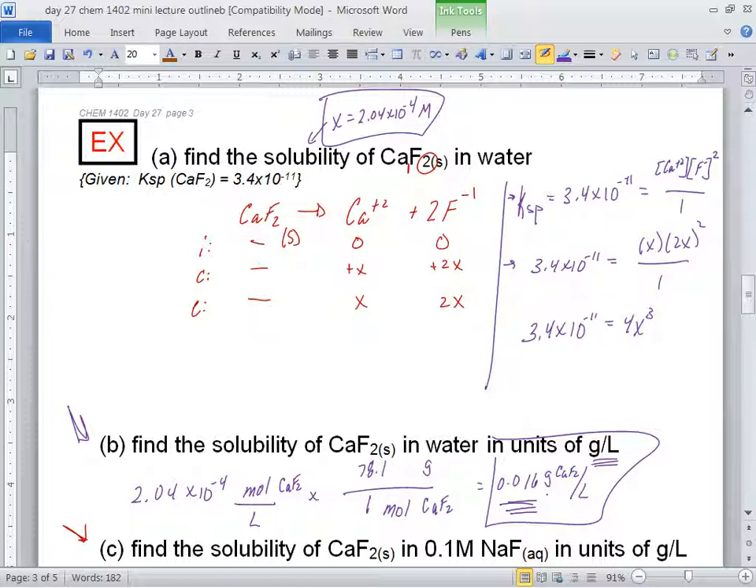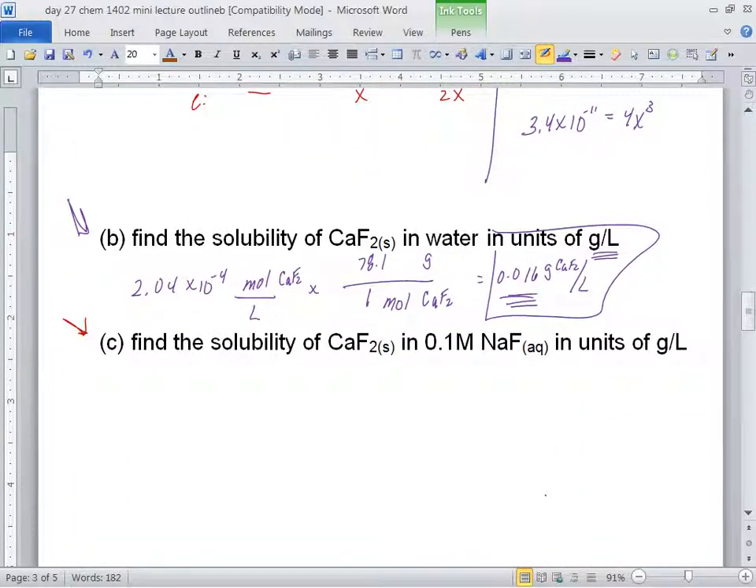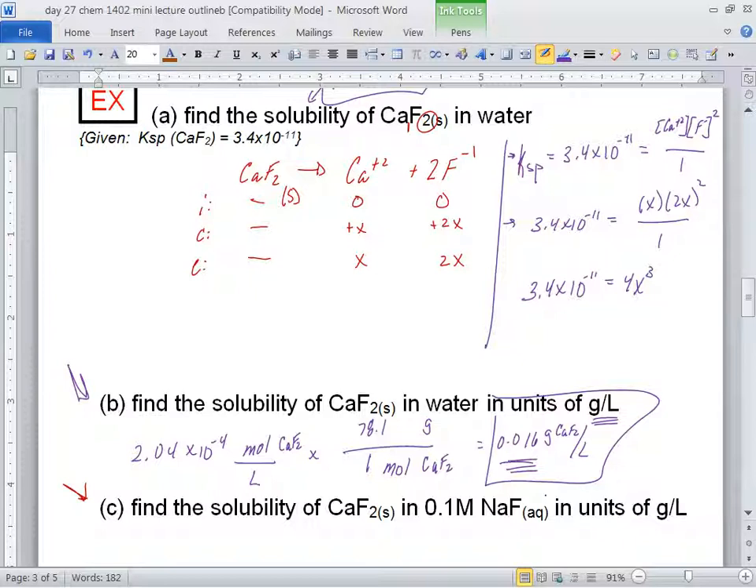So this number better go down. Whatever you get, it better be smaller than 0.016 or you screwed up. It has to be. That's Le Chatelier's principle. The solubility went down because of the common ion effect, with the technical jargon. So try it again. See what you get.